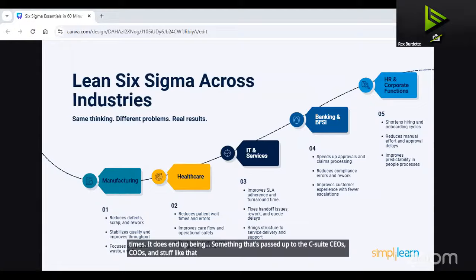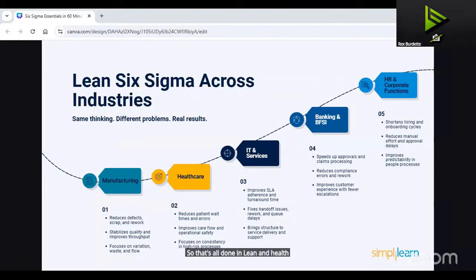And they like to see their stuff in dashboards, and they like to see it in red and green. But all of the underlying work has to be done for that. You can't just pass up data. You have to create that data stream, and you have to create that data substructure. So that's all done in Lean and Six Sigma for healthcare.